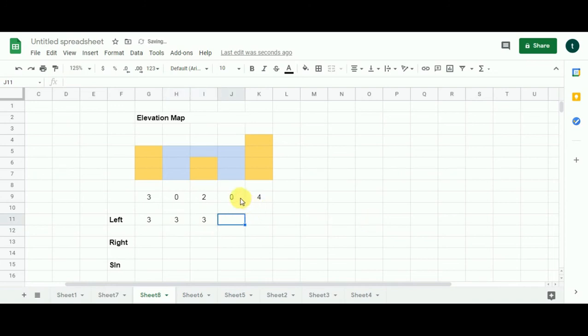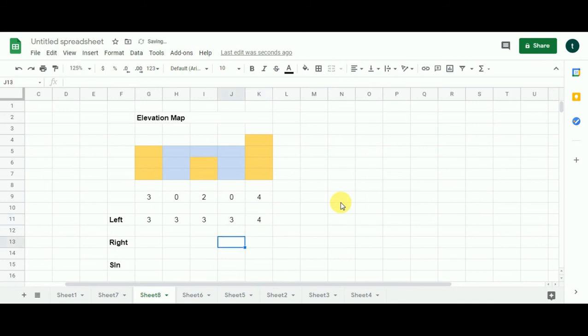Here 0 will be compared with 3, so again 3 will be populated over here. Here we have a pillar of height 4. So this 4 when compared with 3 is going to give me 4.